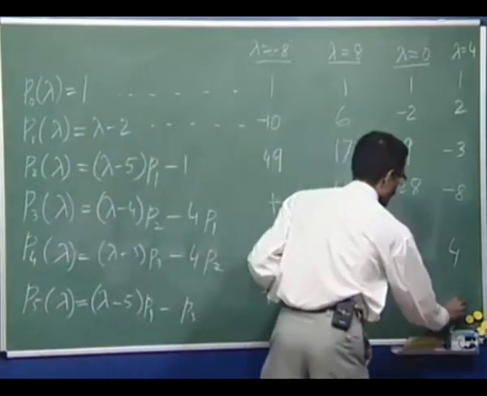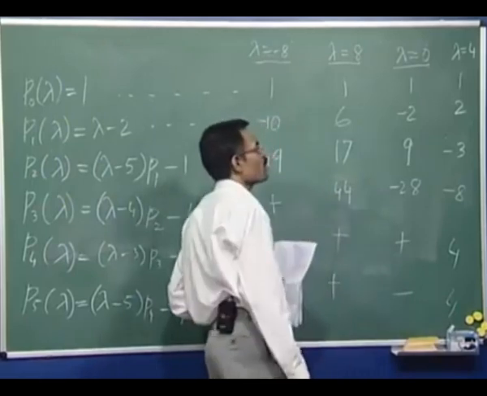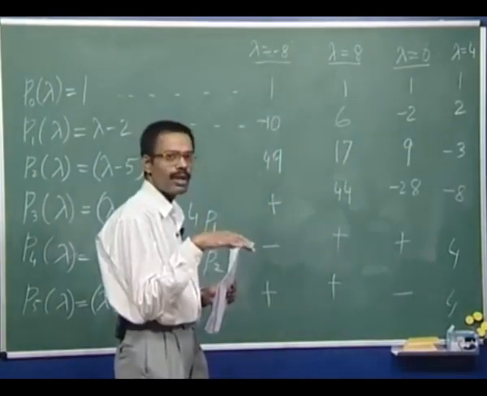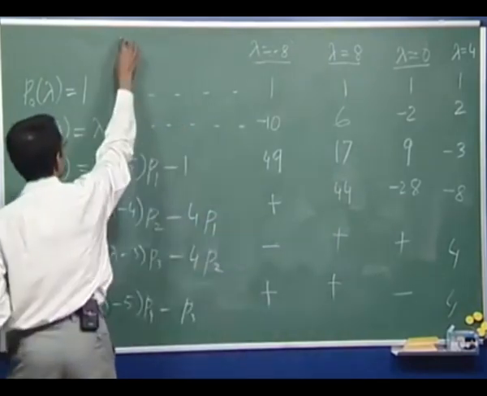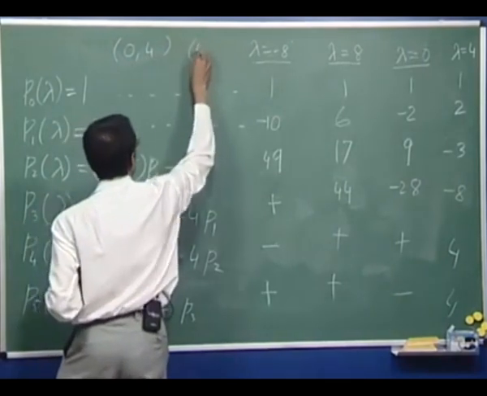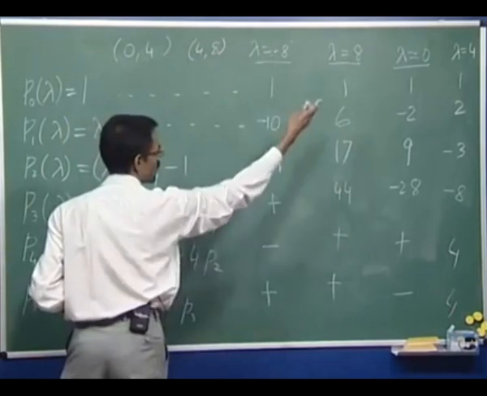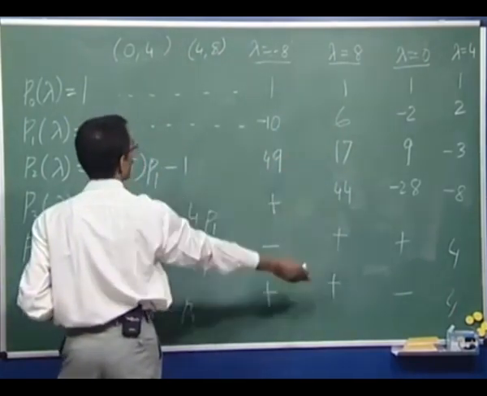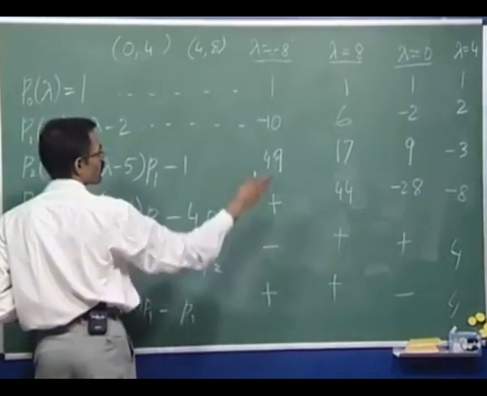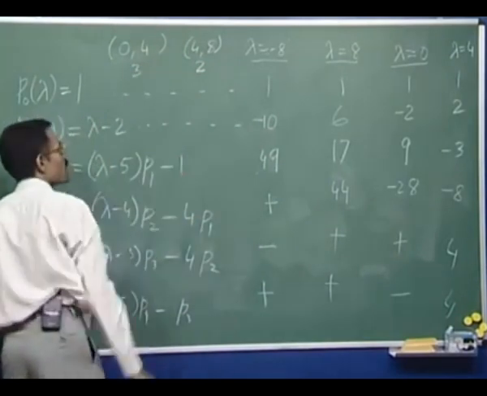So, how many sign changes here? One sign change here, two sign changes here. So, above 4 you will have 2 eigenvalues and below 4 you will have 3. So, you have started bracketing 3 in this interval and 2 in this interval, right. So, 2 sign changes here at lambda equal to 4, that means above 4 P5 will have 2 roots. So, in this there will be 2 roots, in this there will be 3 roots.